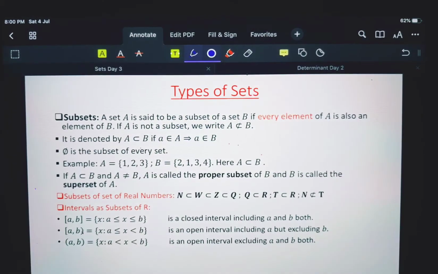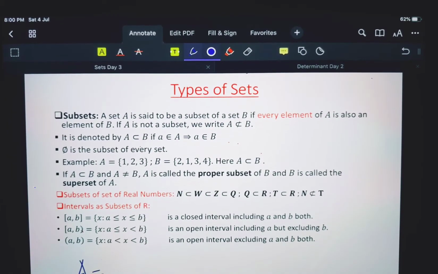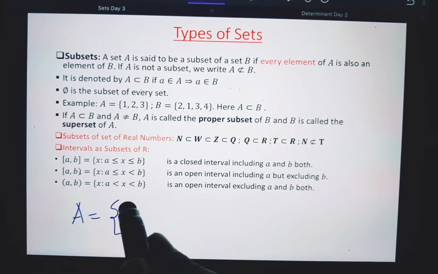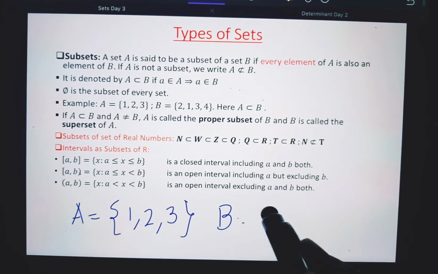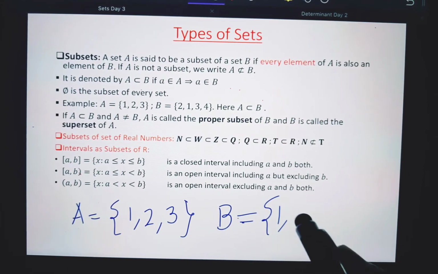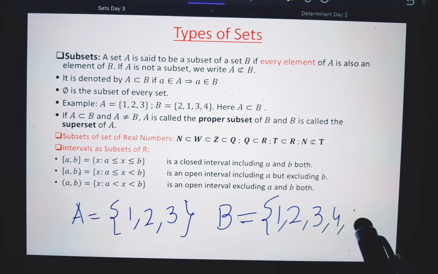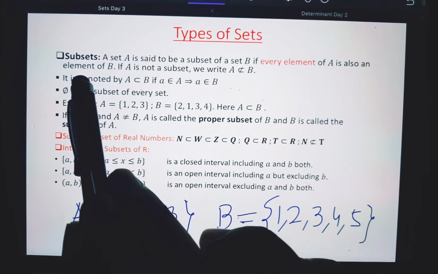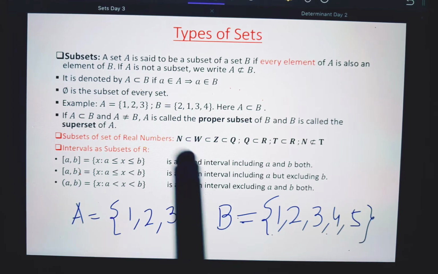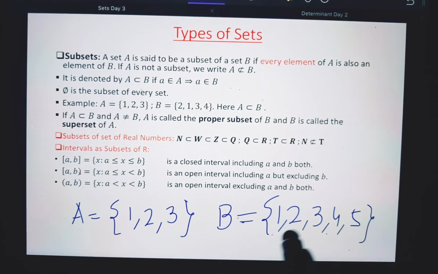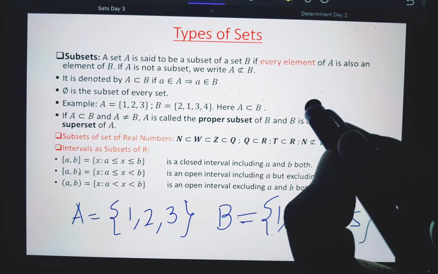So if I say A is equal to 1, 2, 3 and B is equal to 1, 2, 3, 4, 5. Clear? Every element of A, 1, 2, 3, is also an element of B, right? Then we can say that A is a subset of B. Understood? And how is it denoted? It will be A.